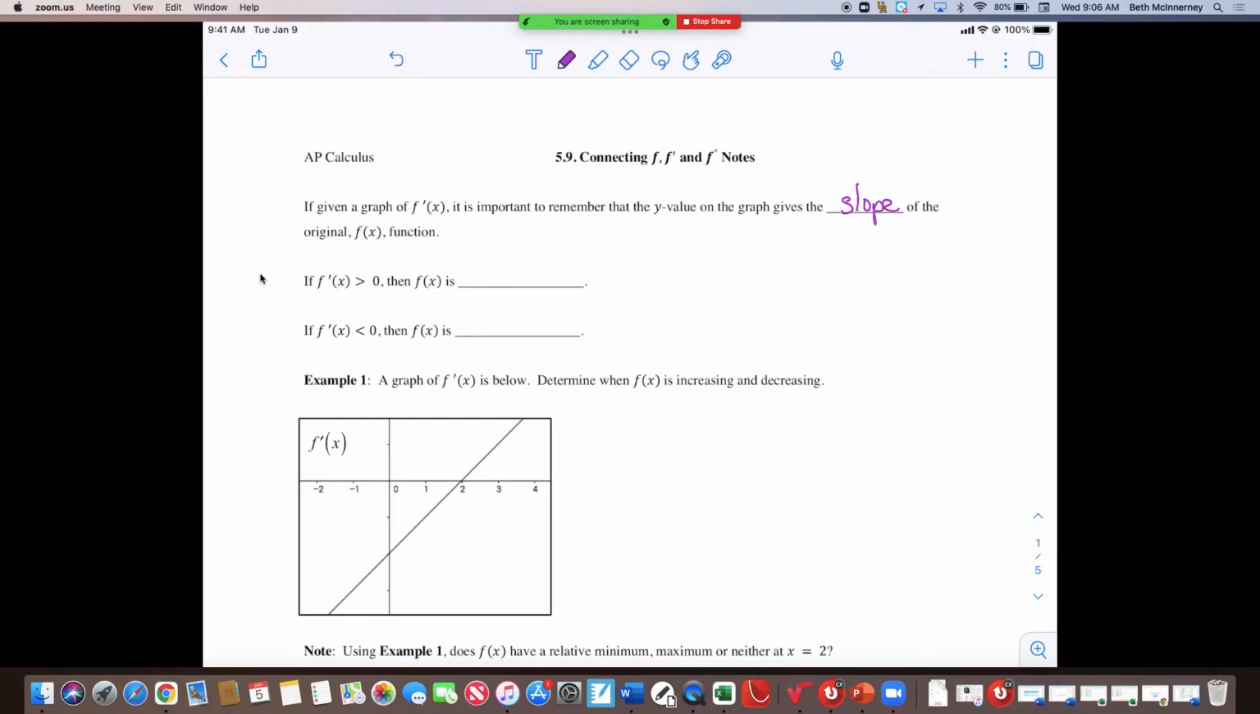If f prime of x is greater than 0, what did we know about f of x? It's increasing. And if f prime of x is negative, what do we know about f of x? It's decreasing.